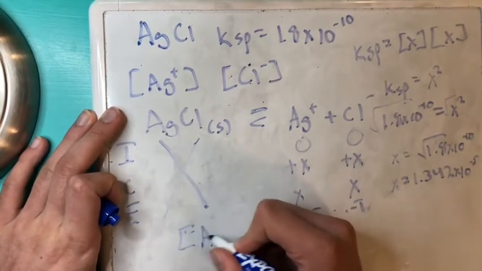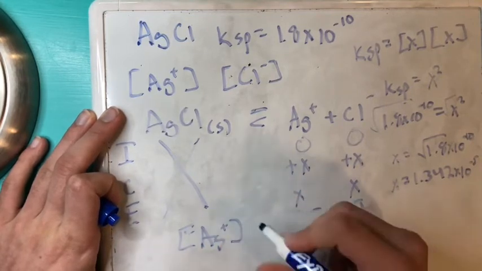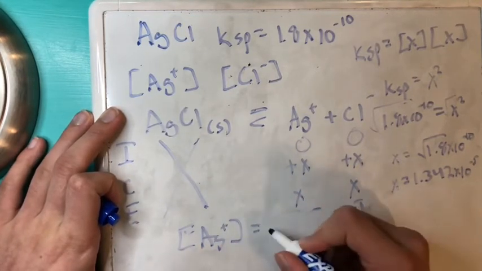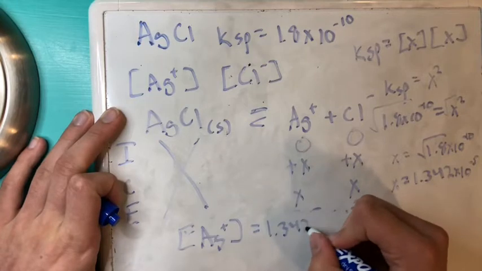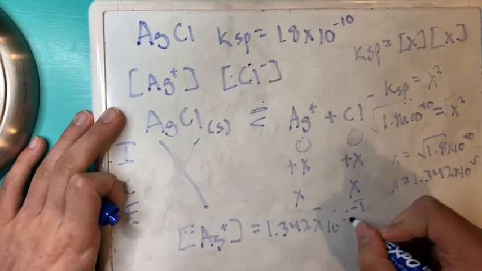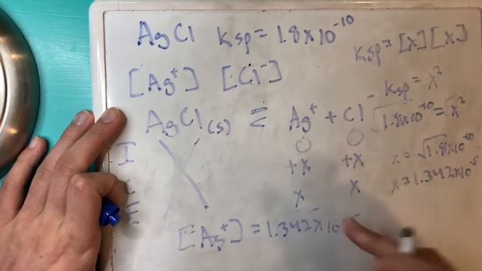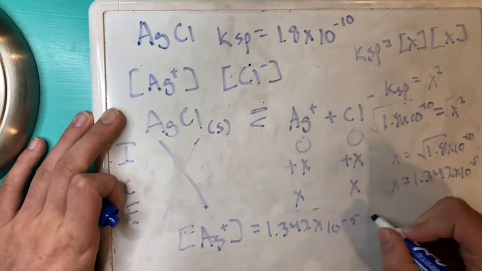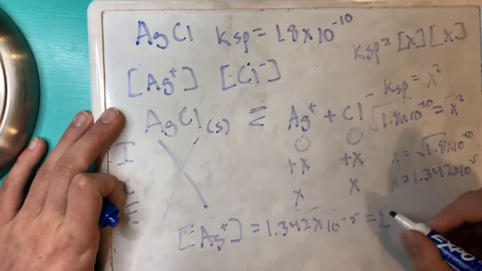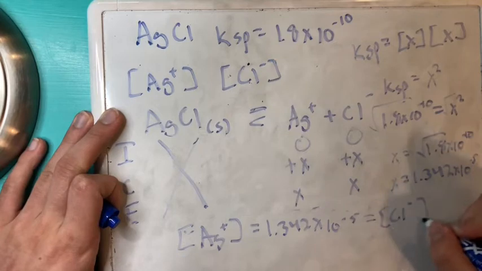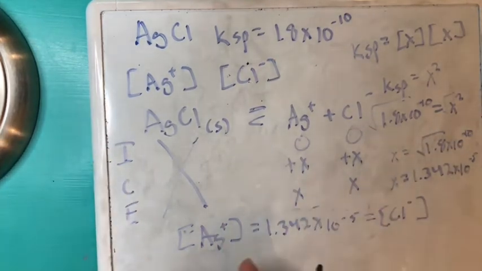Concentration of Ag+ equals 1.342 times 10 to the negative 5th. And that also equals our concentration of Cl-, because it is a 1-to-1 ratio.